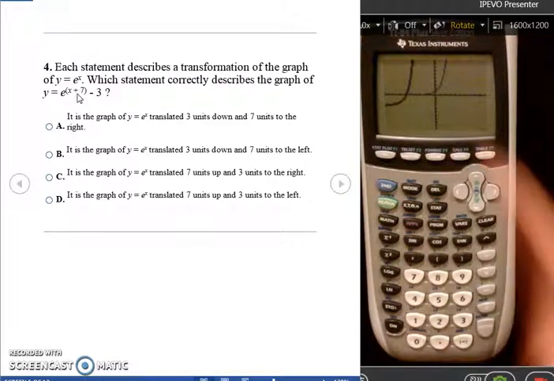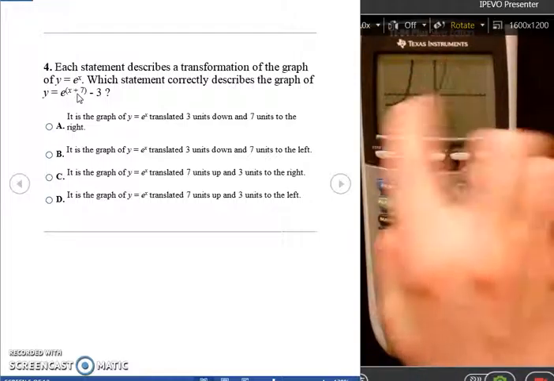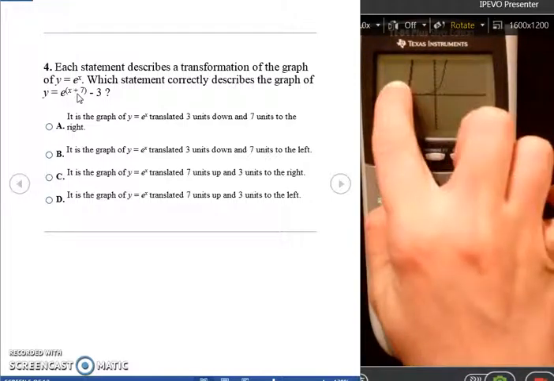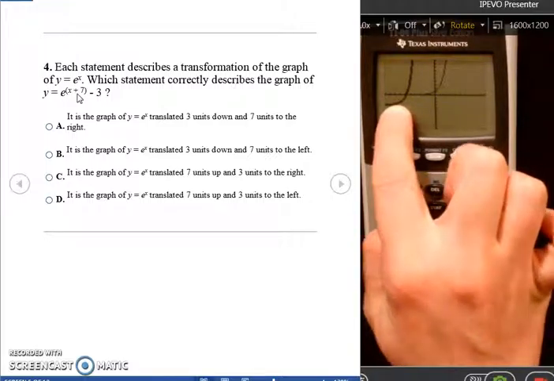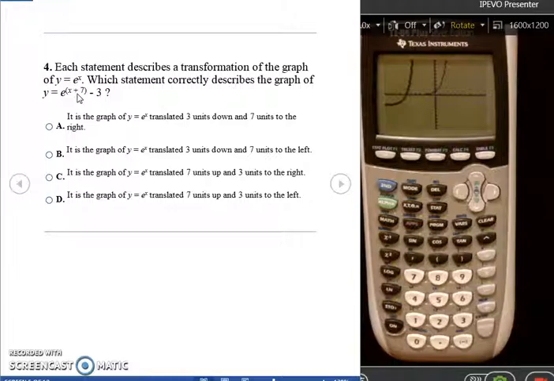So I'm looking at it, and from the original to the second one, I go over to the left and down to get that same graph. So I'm looking for an answer that says left and down. And the only one that says left and down is choice B, so that's going to be my answer.